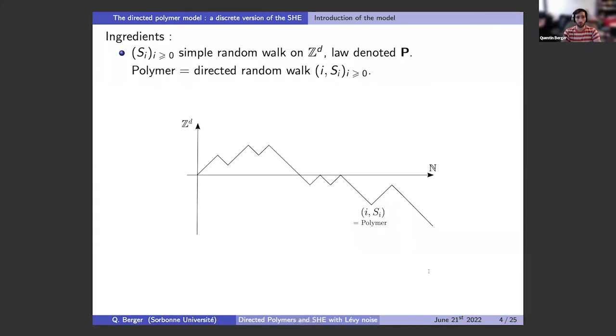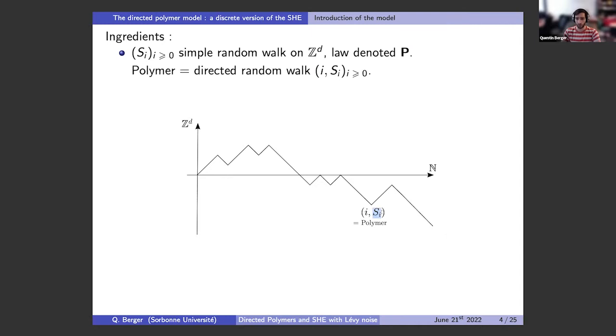So what is the directed polymer model? It was introduced in the 80s by two physicists, and in the beginning it was introduced to study the interface in Ising models, the interface between a phase of plus and a phase of minus. To simplify, they assumed that this interface is directed, so you don't have loops going backwards. It simplifies the analysis, and you can see this interface as a directed random walk.